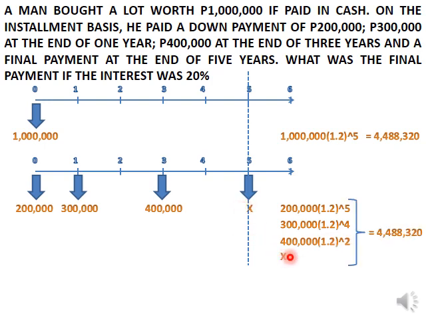Now, this total payment at the end of the fifth year must be equal to 4,488,320. So it means that we must equate these two quantities. So meaning the 1 million in this case must be equal to the future amount accumulated by all of these payments.